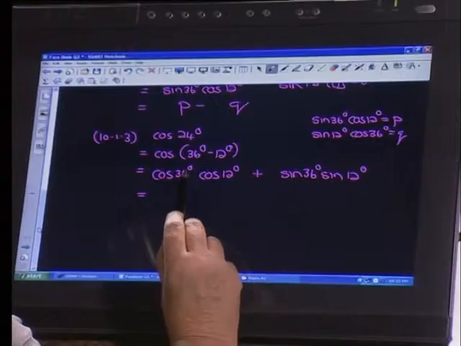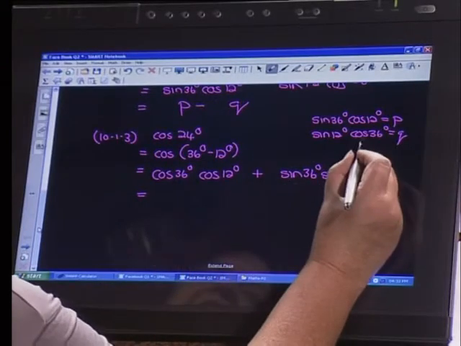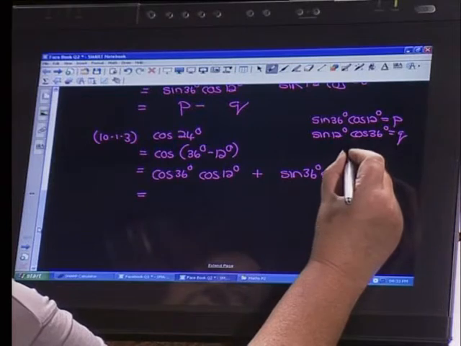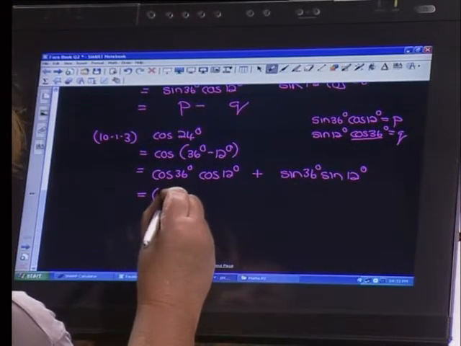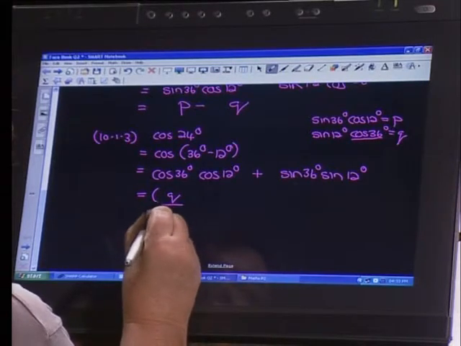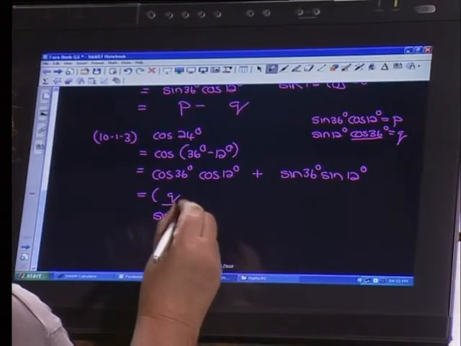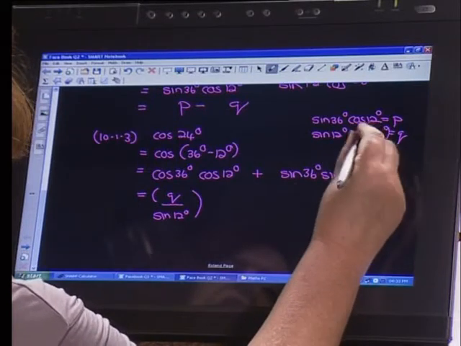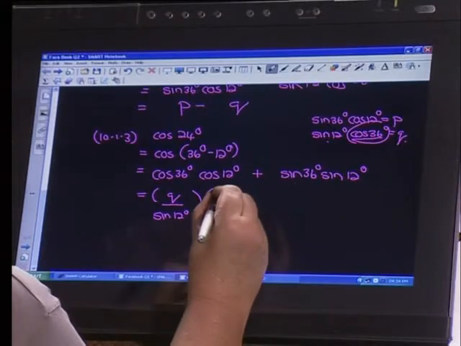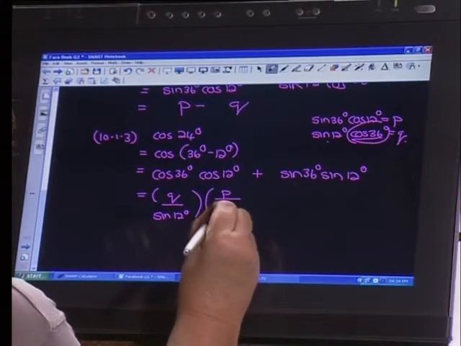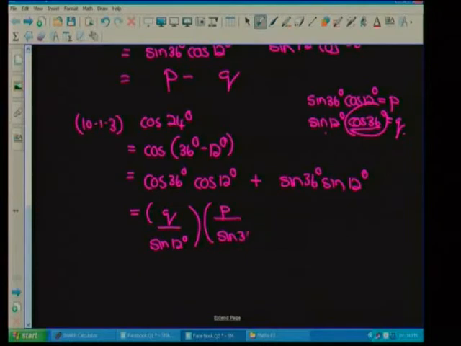So if I look over here, I could say, right, let's bring it so that there's only sines and coses in here. So let's start by saying, okay, cos 36 can be replaced with Q over sine 12 degrees. How did I do that? I said I want to get this on its own, so I divide both sides by that. And cos 12 degrees can be replaced with P over sine 36 plus sine 36 sine 12 degrees.